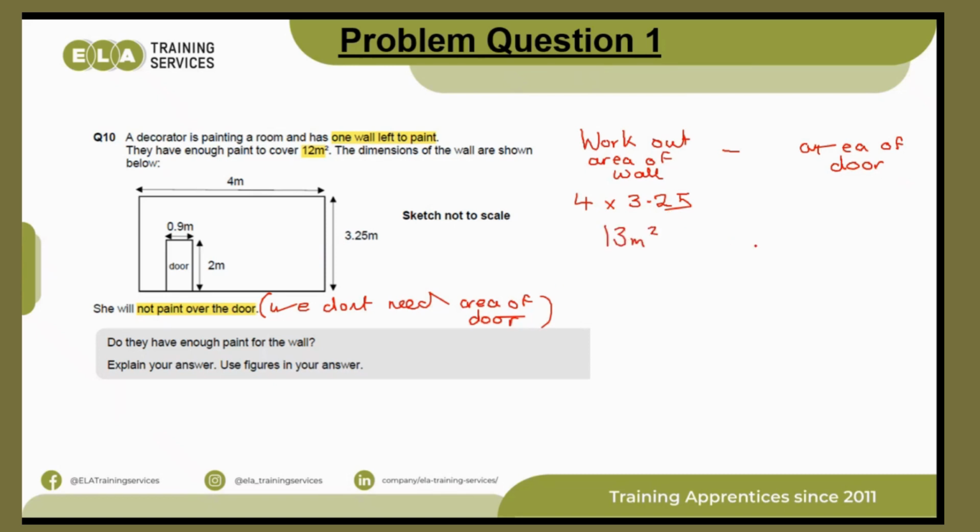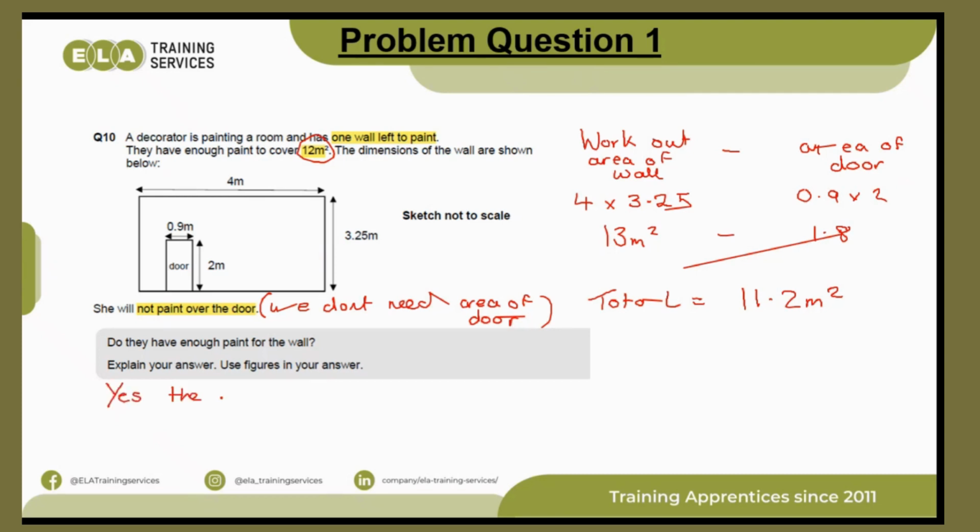And then we're going to take away the area of the door. So 0.9 times 2, which is 1.8. And that leaves us the total to paint. 13 take away 1.8, which is 11.2 metres squared. The question says enough to paint 12. Do they have enough paint? Use figures. So no. Oh, yes. Sorry. Yes.